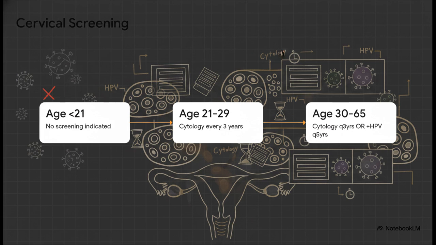Now, from age 21 to 29, the standard of care is cytology, your basic pap smear, every 3 years. Once they hit 30, up to age 65, your options expand. You can either continue cytology every 3 years, perform co-testing with both cytology and HPV every 5 years, or just utilize primary HPV testing alone every 5 years. But here's the catch. You have to recognize the major exception to this timeline. For patients who are immunocompromised, like those who are HIV positive, screening protocols change entirely. For them, screening must begin right at the onset of sexual activity, completely bypassing that standard age 21 threshold.